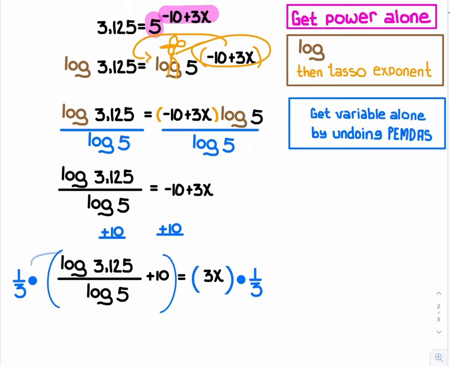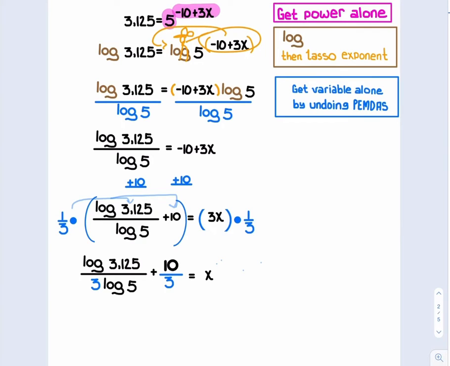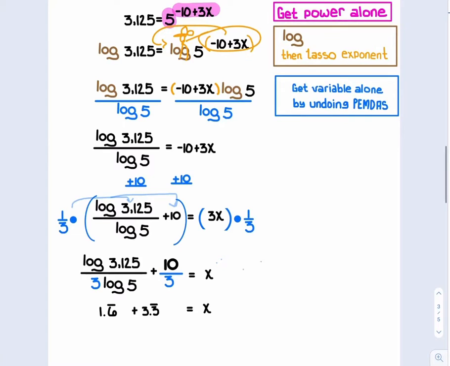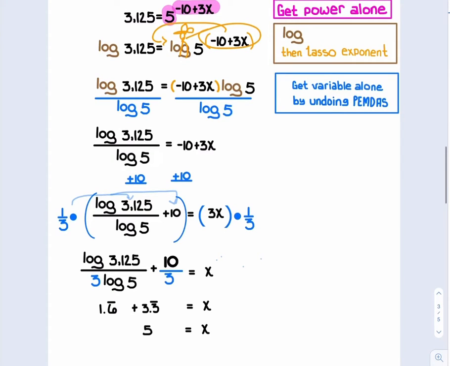I could pick up my calculator right now and go ahead and enter in that left-hand side, but instead I'm going to distribute the 1/3 through. So multiplying the 1/3 times that first fraction, numerator times numerator, denominator times denominator, and then 1/3 times 10 is 10/3. Grabbing my calculator, I found the answer to log of 3,125 divided by 3 times the log of 5, giving me 1.6 repeating, plus 10 over 3, and I end up with 5.